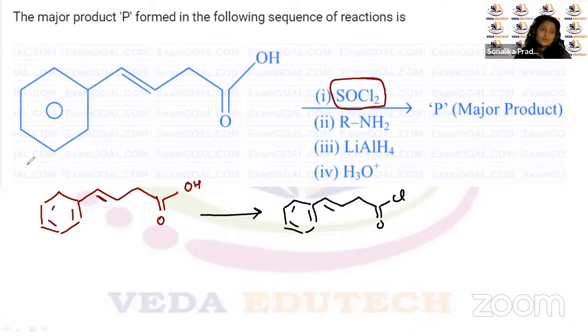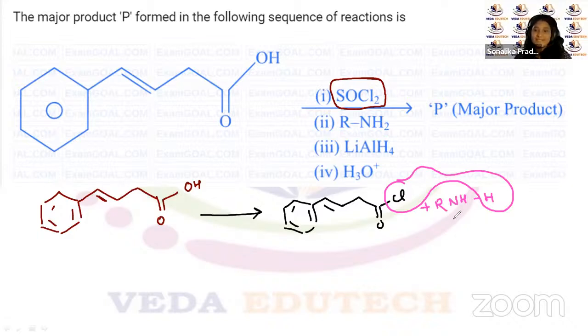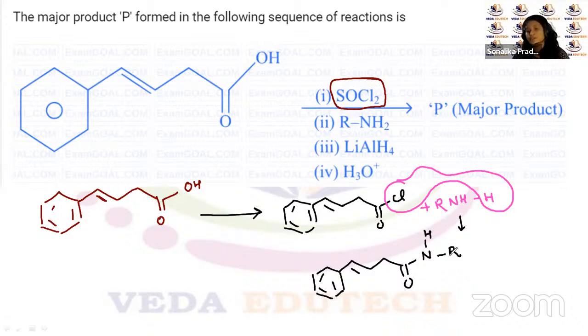Yes. Now what do you have, children? You have RNH2. Can I say that HCl is going to get removed from here? Yes, HCl is going to get removed from here. So when HCl gets removed, children, what are you going to get? You're going to get NHR, right? You're going to get this. Okay, now this is done, this is done.